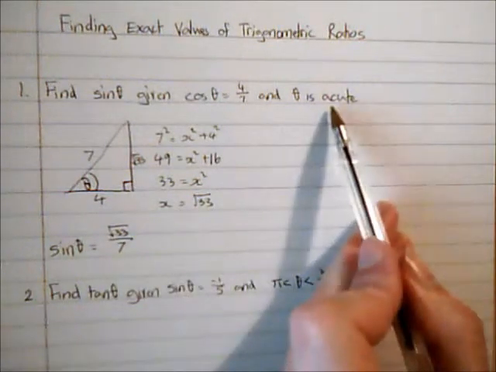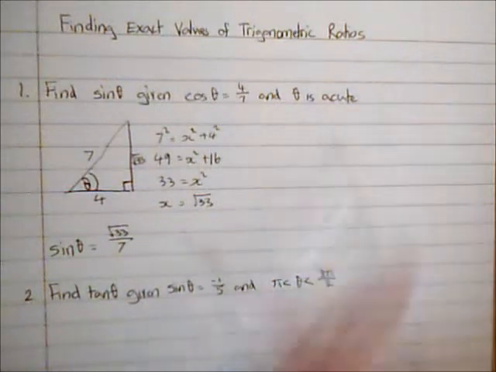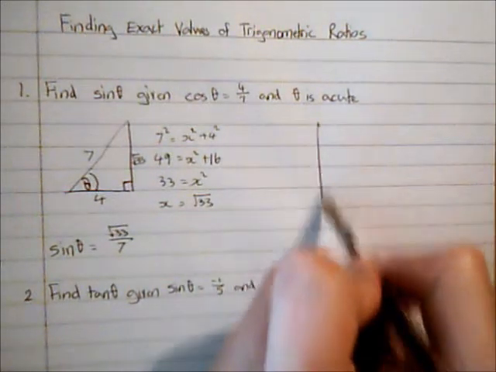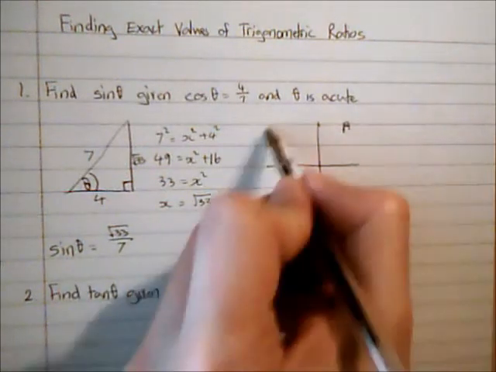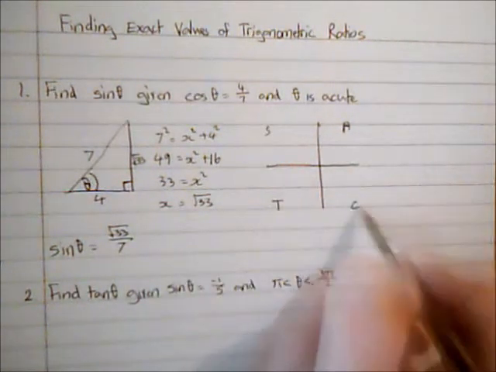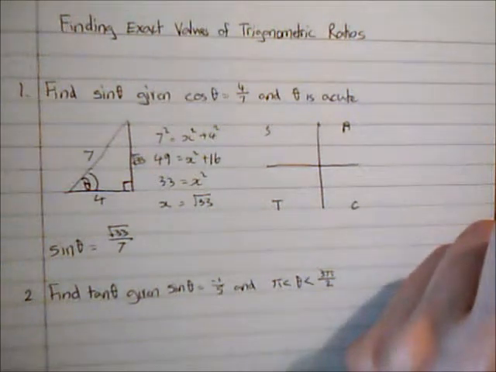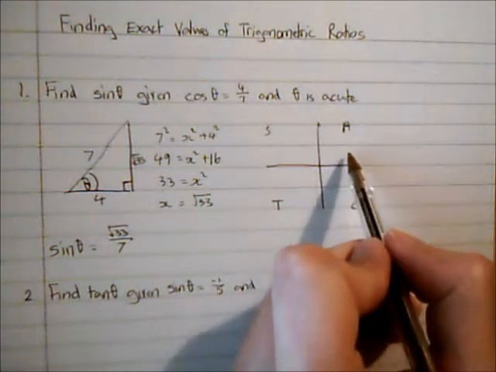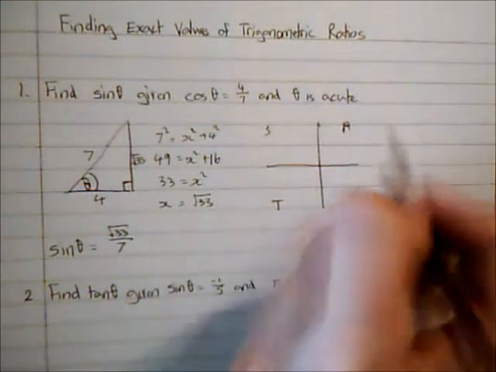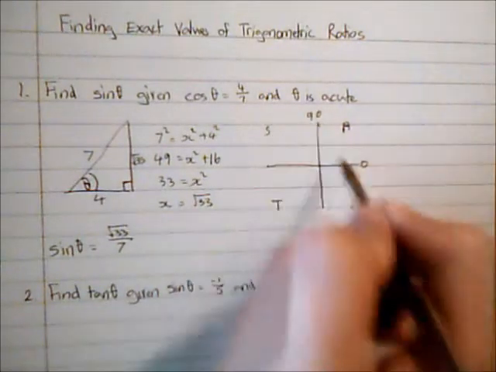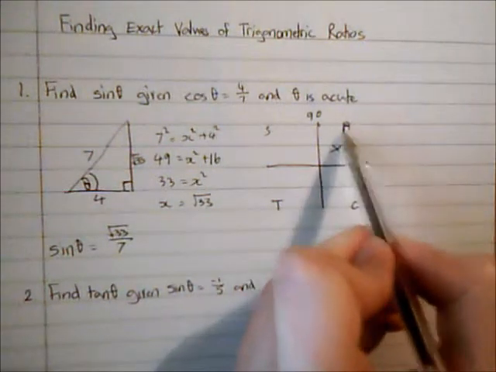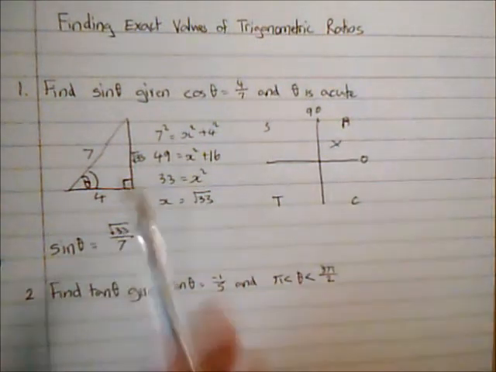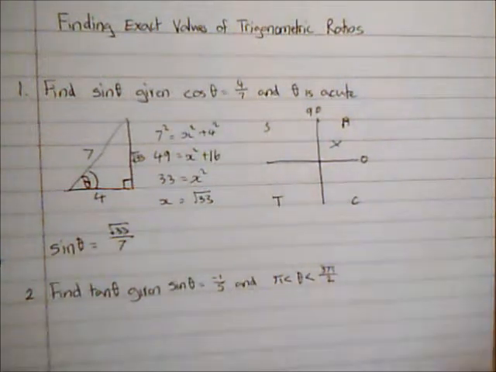So where does this information come in that theta is acute? Now if we consider our angle diagram, we should know that these letters represent which quadrants we have positive values. So if theta is acute, it's between 0 and 90, so it's in this quadrant. In that quadrant, all of the ratios are positive, so if cosine theta is positive, sine theta is also positive.